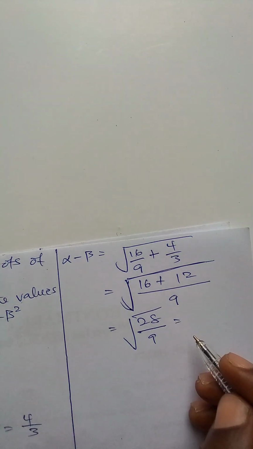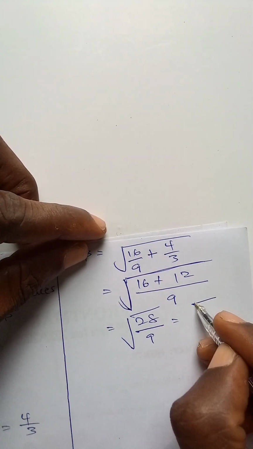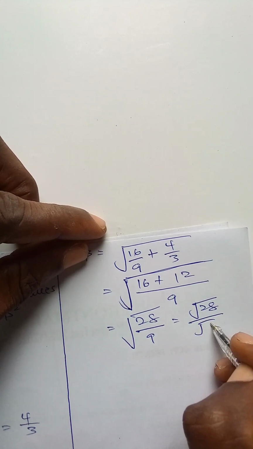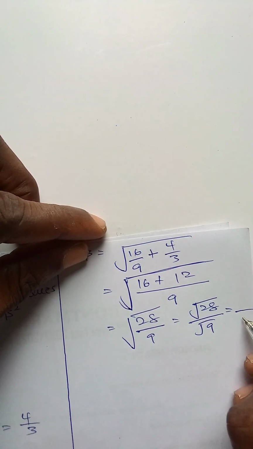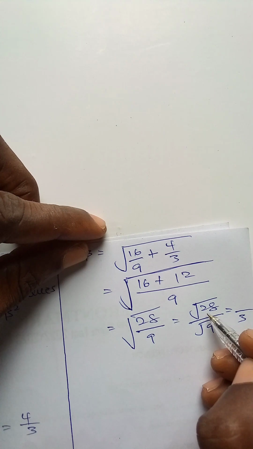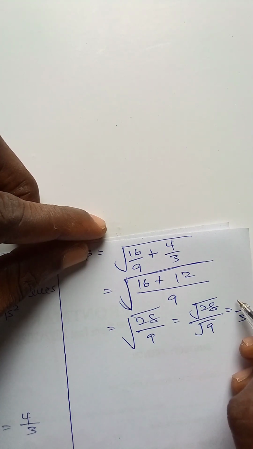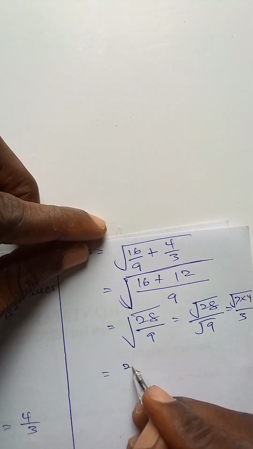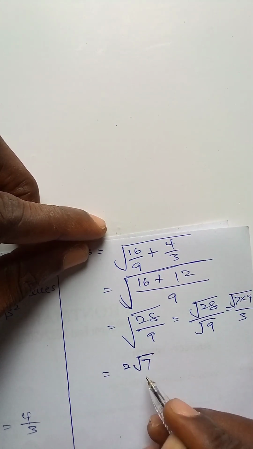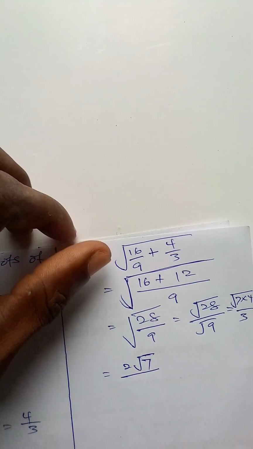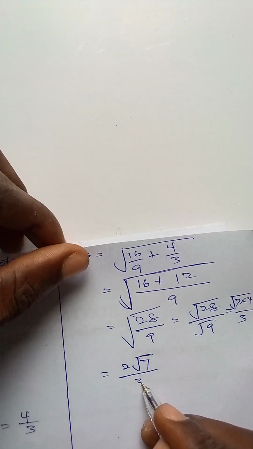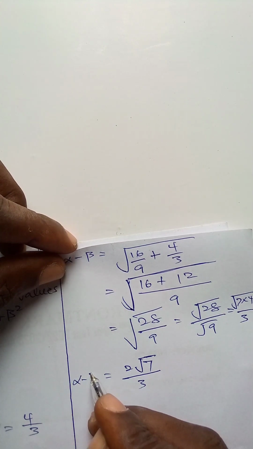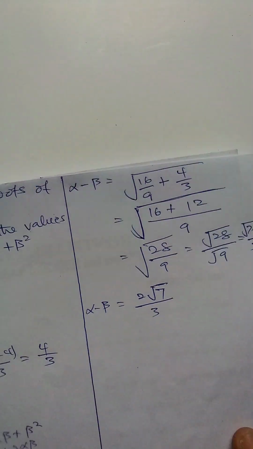Now let us break this one down. We have the square root of 28 over the square root of 9. The square root of 9 is 3, and the square root of 28 we'll break down further: this is 7 times 4, and the square root of 4 is 2. 7 is not a perfect square, then over 3. This becomes the difference of the roots.